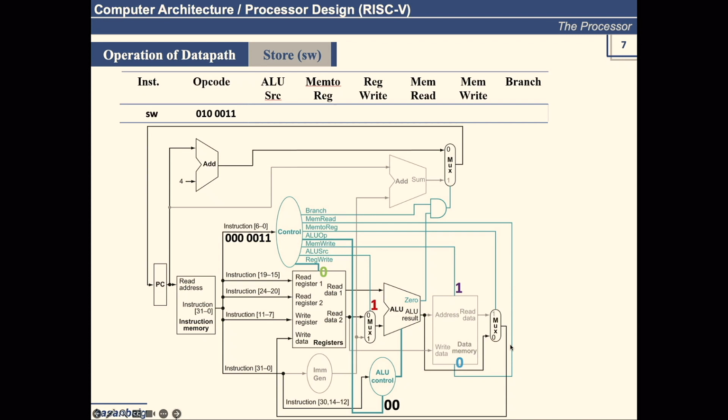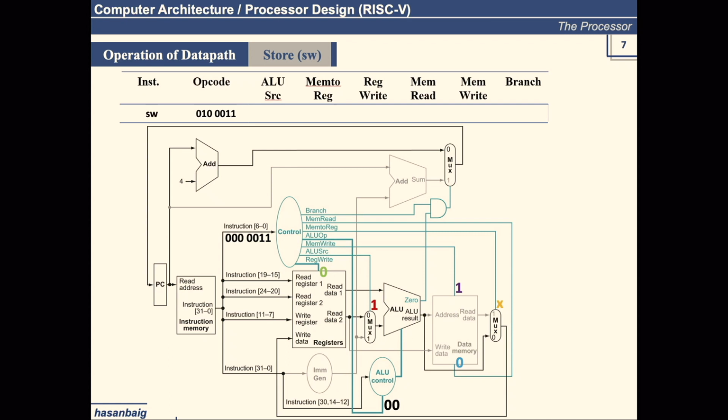What should be the control signal for this mux? It should be x. Why? Because it does not matter. Okay? Because we are not writing the data into memory.